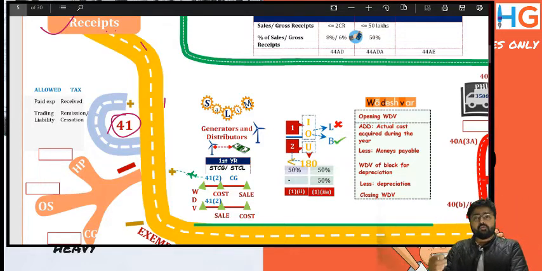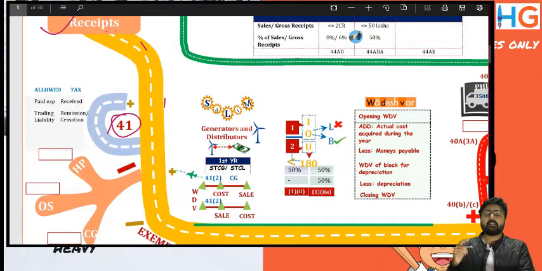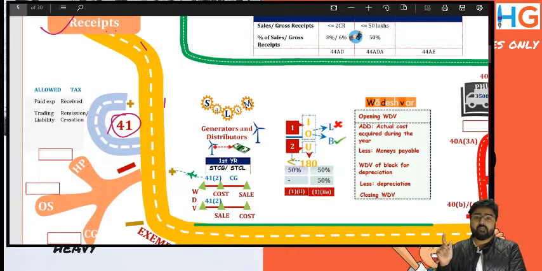I'll give you one more example. For example, refund of income tax. Will it be taxable? No, because income tax was never allowed as a deduction, so why will it be included as income? Another example would be excess gratuity provision written back. Gratuity provision was never allowed in the first place, so if it is written back, it will not be taxable.